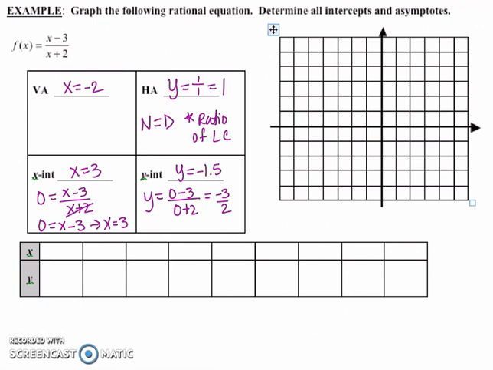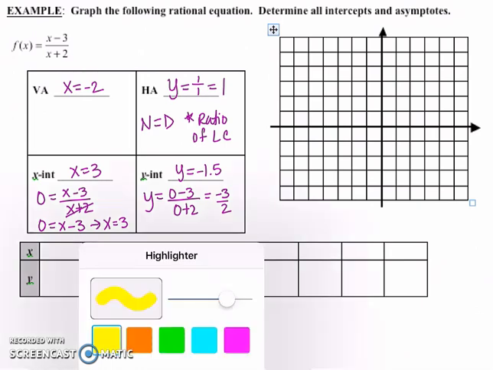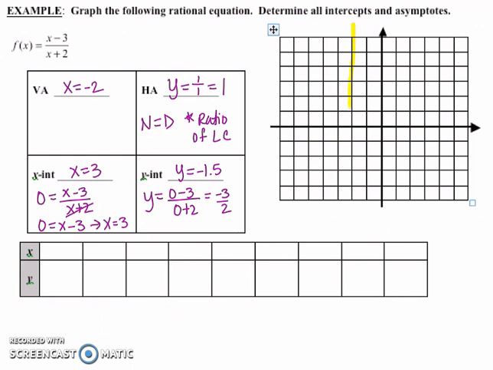Okay, so now I can go ahead and start plotting all my information. I'm going to begin with my asymptotes. I have a vertical asymptote at x equals -2. That's right here. Highlighters are great for asymptotes. I have a horizontal asymptote at y equals 1, which is right there. Okay. I have an x-intercept at 3, so 1, 2, 3. And I have a y-intercept at -1.5, which is right there.